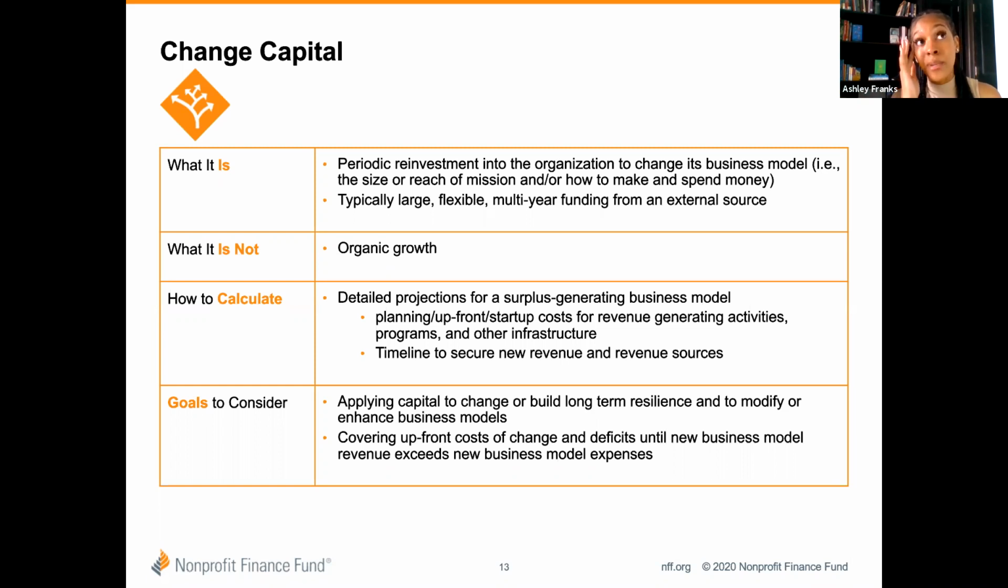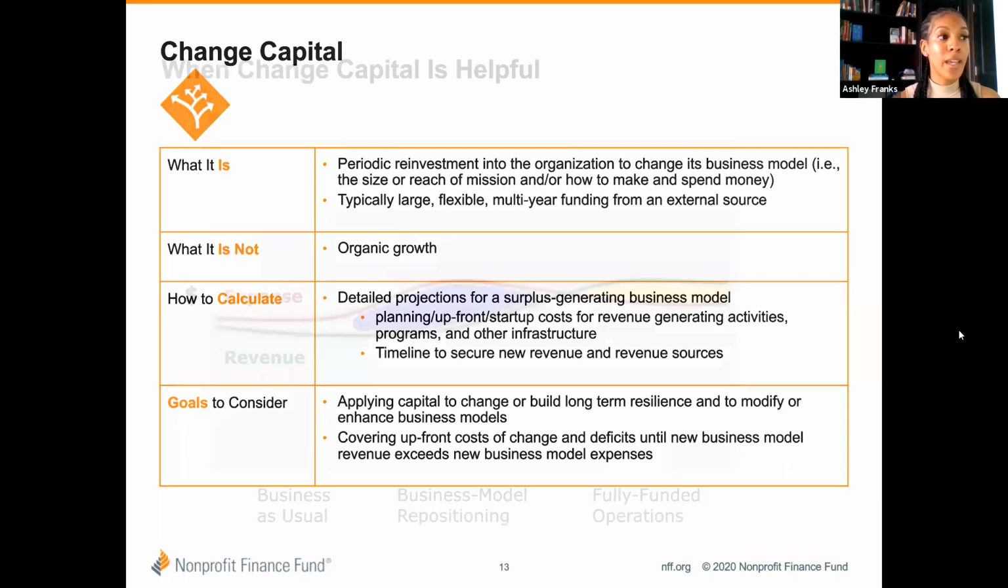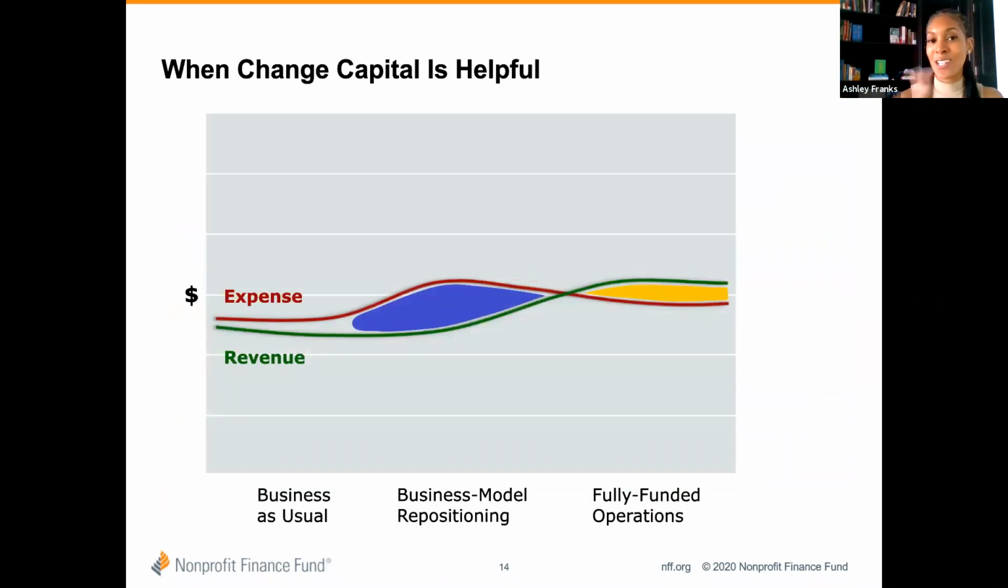Another way to contextualize this is if you think of your organization as being in the startup phase again, at the beginning of a change capital infusion. We know that startups often spend more than they make in the beginning until their investment eventually produces a return that covers the startup costs, and that also covers the ongoing costs associated with the business model change that makes the business sustainable in the long run. And again, some of this will make more sense as we're progressing through the content.